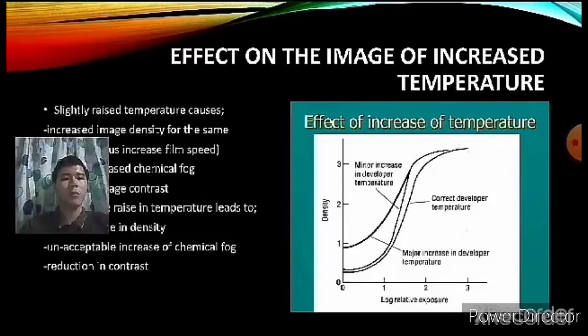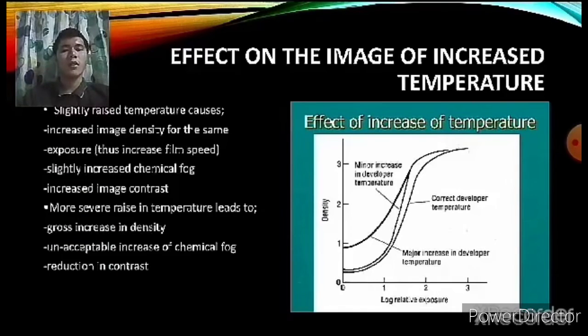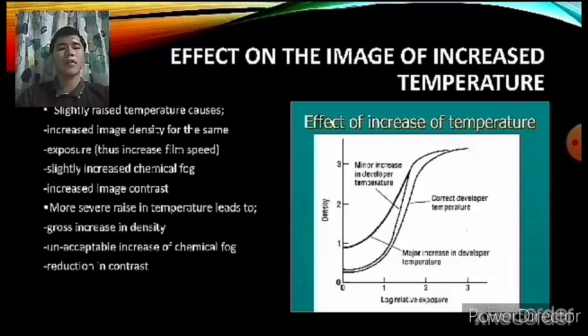Effect on the image of increased temperature. Slightly raised temperature causes increased image density for the same exposure, thus increased film speed. Slightly increased chemical fog, increased image contrast. A more severe raise in temperature leads to a gross increase in density, unacceptable increase of chemical fog, and reduction in contrast.